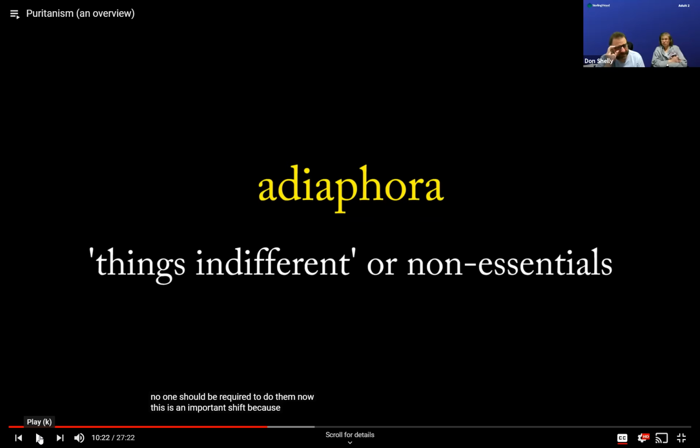The one thing is, it doesn't matter. It's indifferent, right? It's not essential. The other thing, well, if it's not essential, why are we even doing it? Those are the same thing, but do you see how they're different?